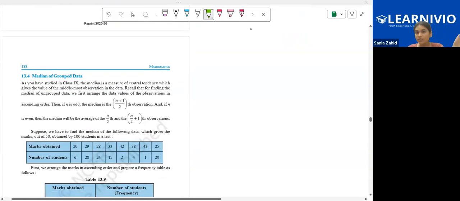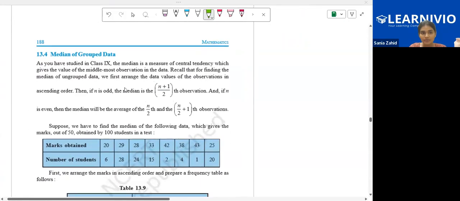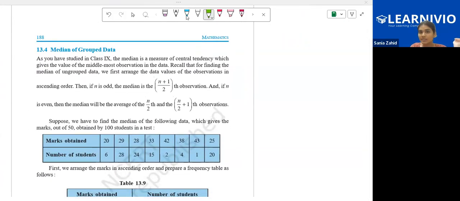Now we come to median of grouped data. See, what does this median tell you? The median is basically telling you the value of the middlemost observation. So basically it is telling you what is the middle observation, right? For example, if you're talking about the weight of 10 people, what is the middle weight? The middle weight is the weight of the 5th person, right? That is the median.